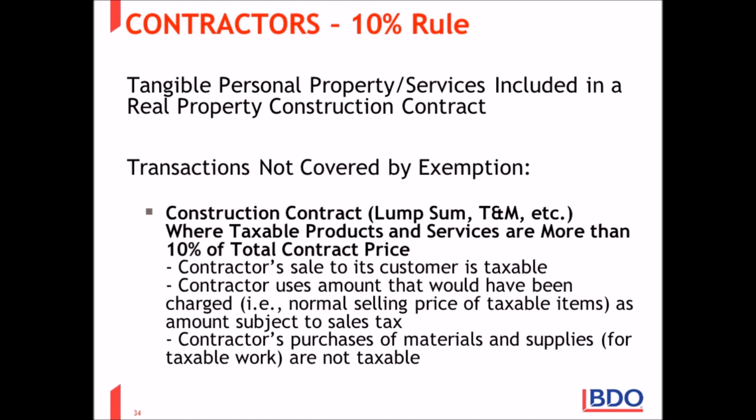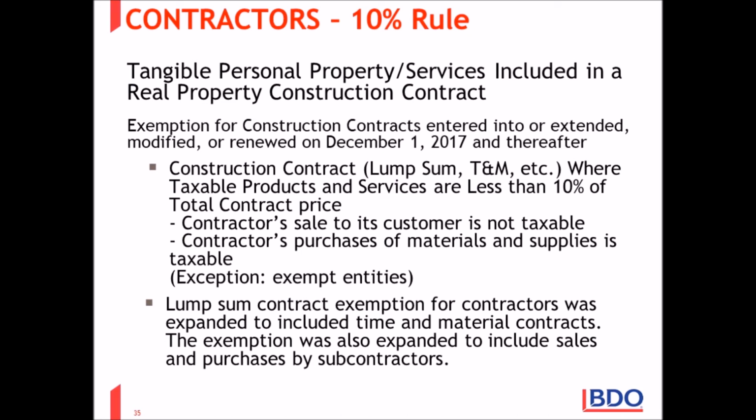So then what transactions are not covered by the exemption? I kind of touched upon it in the previous slide. If you've got a construction contract where the taxable products and services are more than 10% of the total contract price, then the contractor's sale of taxable products or services to its customer is taxable. So if you've got a contract where the taxable products and services are 10% or more, then they're not covered by this exemption.